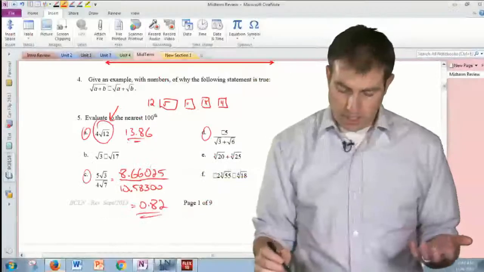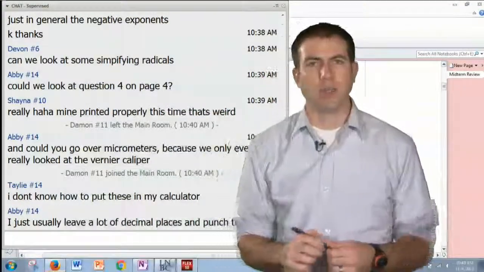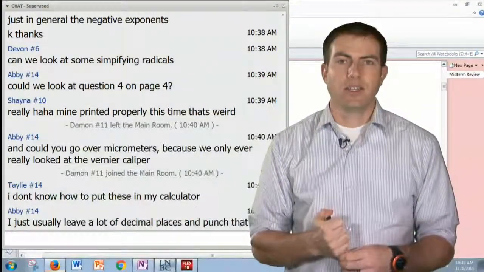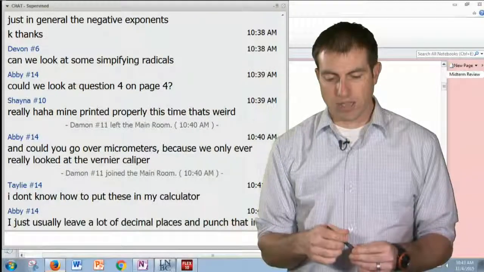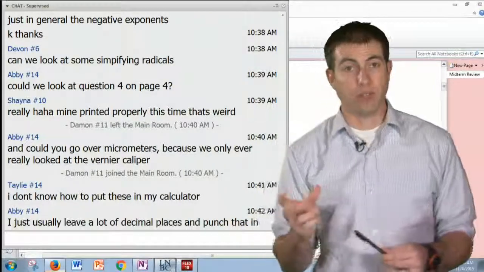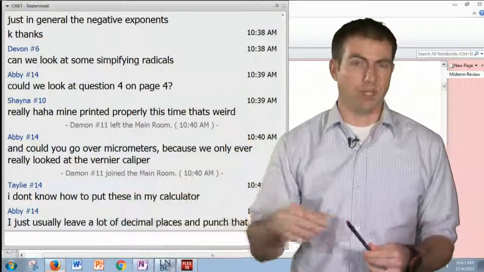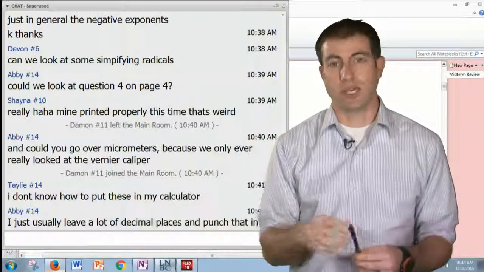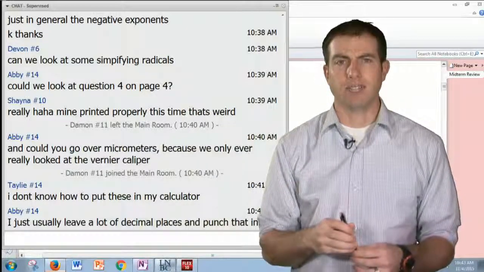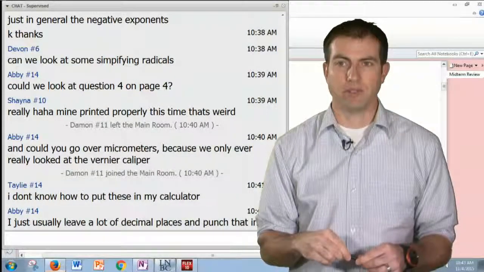And Abby's saying, yeah, I usually just type in a bunch of decimal places and then punch it in, and that works, but then you don't want to be writing down all these decimal places. As a general rule, if it asks for an answer to the 10th, if you carried an additional 2, that would be good. If it asks for an answer to the 100th, if you carried an additional 2, so you carried 4 decimal places, generally speaking, you're going to be close enough that it won't make any difference.